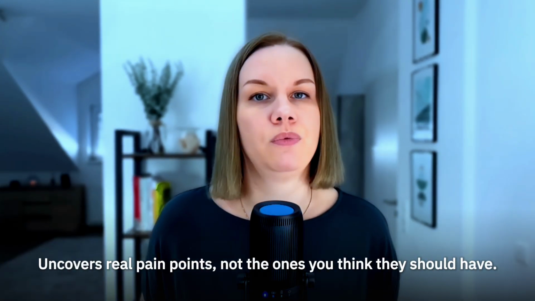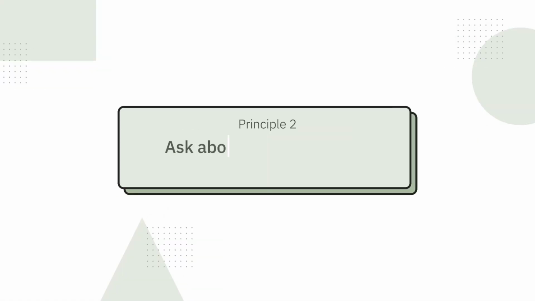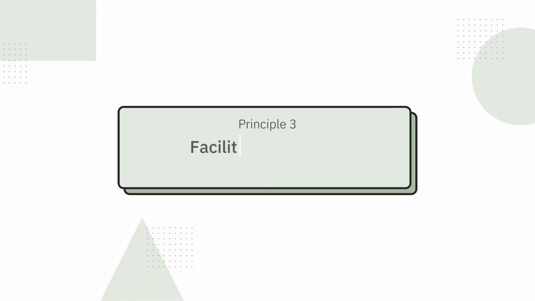This is crucial because it uncovers real pain points and not the ones you think they should have. Principle 2 is ask about past behavior, not hypotheticals. People are terrible at predicting their future, but when you ask them to talk about their past, that's going to give you gold. Principle 3 is facilitate discovery, don't lead the witness.